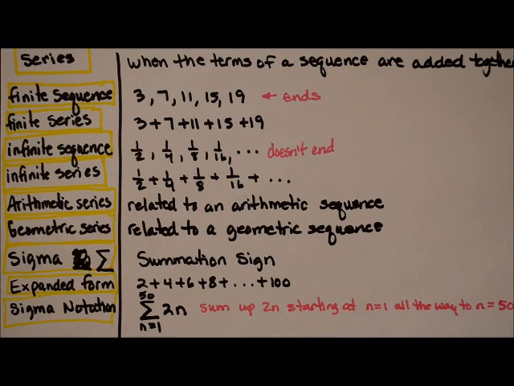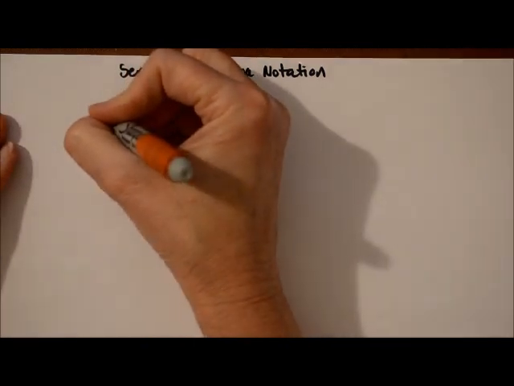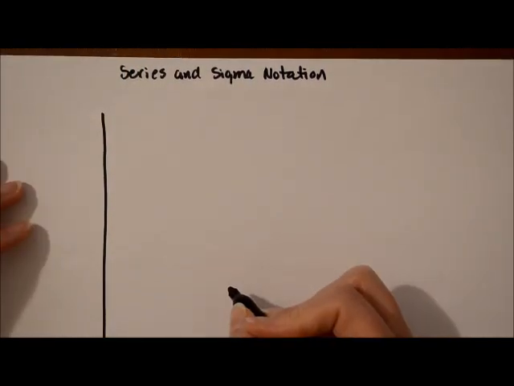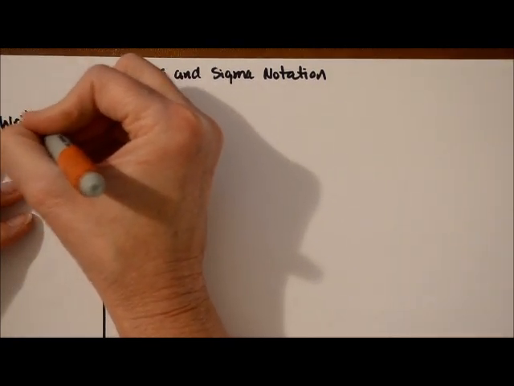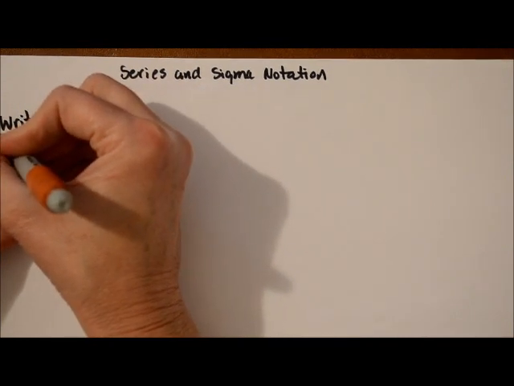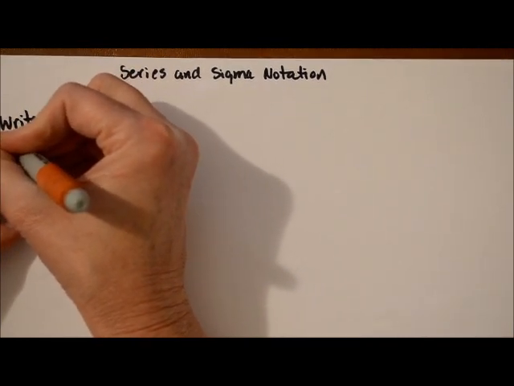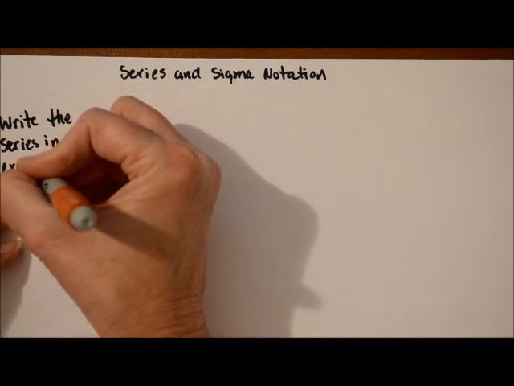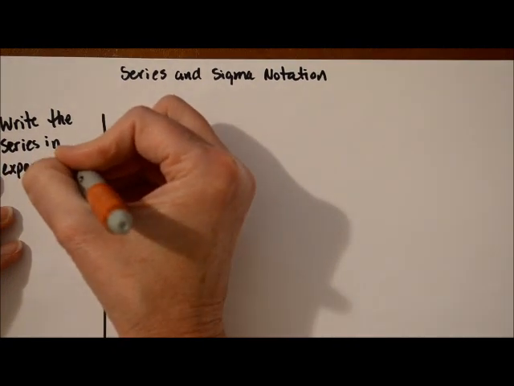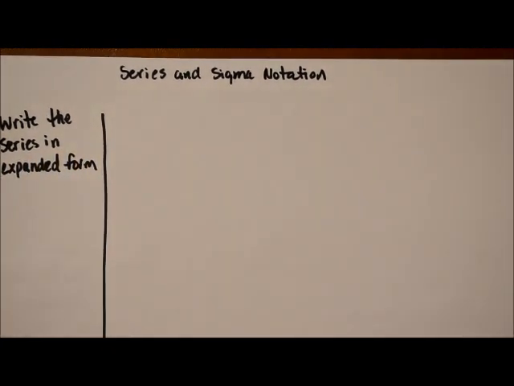Alright, let me switch pages really quick here. But now, can you help me? Okay, so series and sigma notation. So we're going to actually do something. And here's some of the stuff you're going to see in the book. So it's going to say write the series in expanded form. Okay, write the series in expanded form. So this is going to be an example of that.